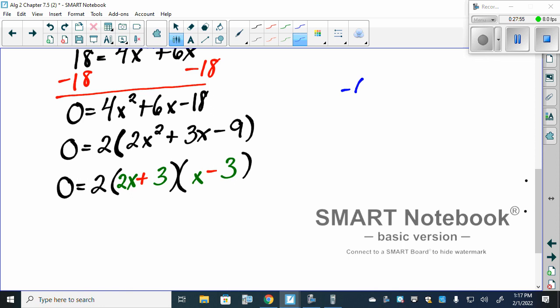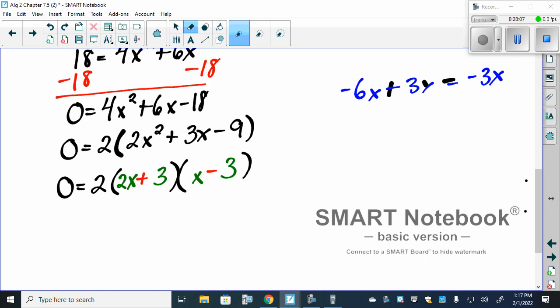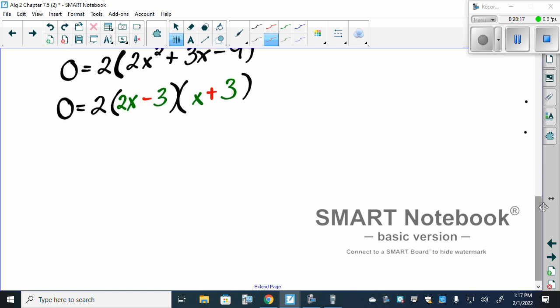And if we did check this here, well, we would need to switch it. 2x times negative 3 would be negative 6x. 3 times x is plus 3x, which would give us a negative 3x. So we do need to switch the signs, yes. So we would have this be positive and this be negative. And this would give us the correct sign. Any questions on how we factored this?